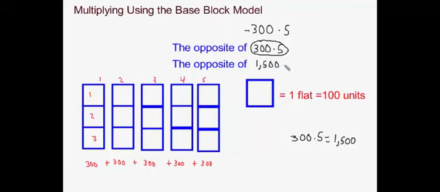1,500. And the opposite of 1,500 would be negative 1,500. So you can see that multiplying negative 300 times 5 is very similar to multiplying 300 times 5. You start by multiplying 300 times 5, and then the negative just means to do the opposite of that answer. And since that answer was 1,500, the opposite of that answer would be negative 1,500.